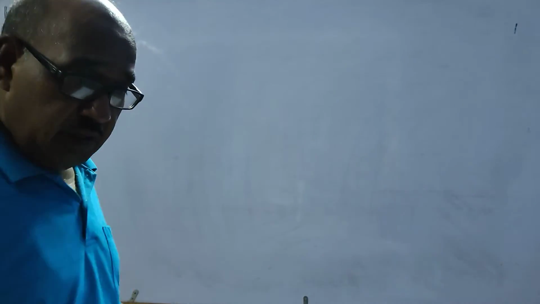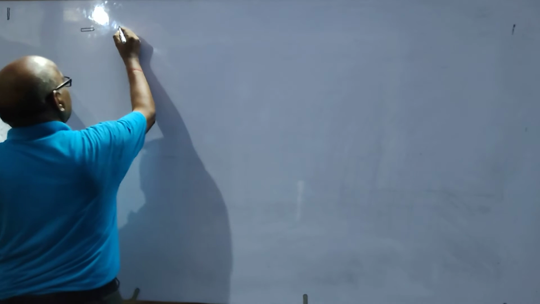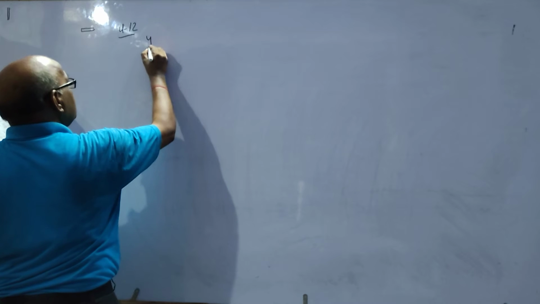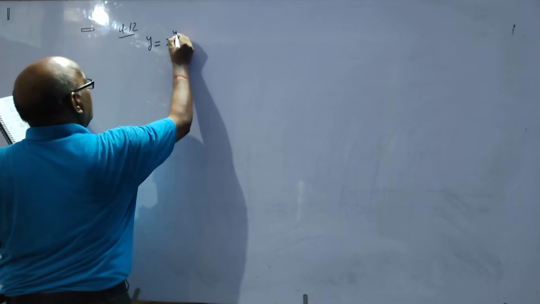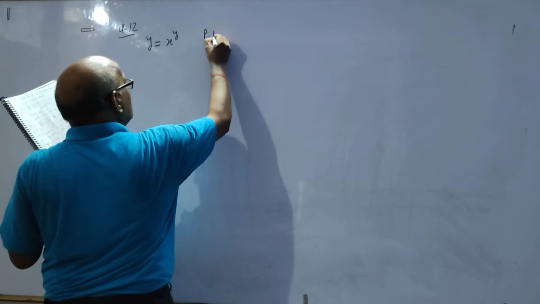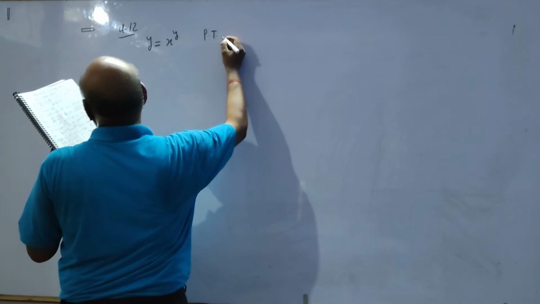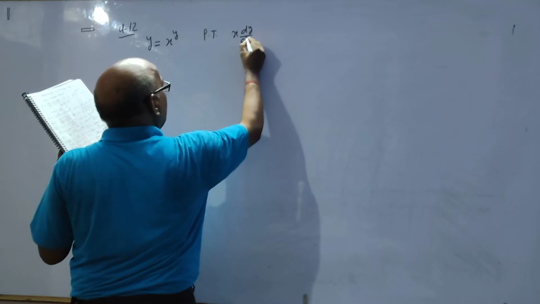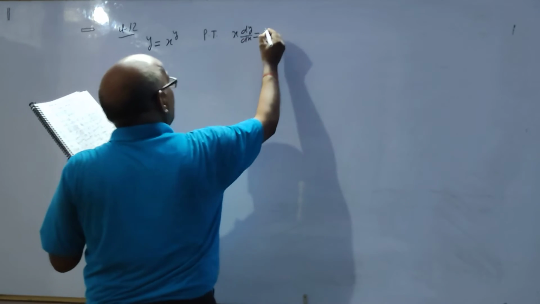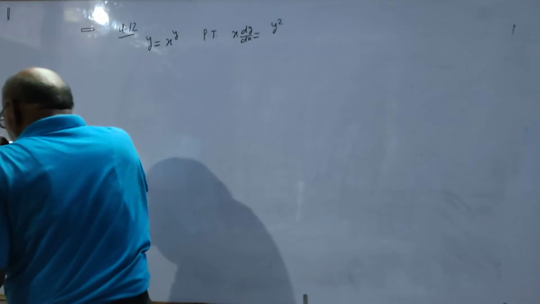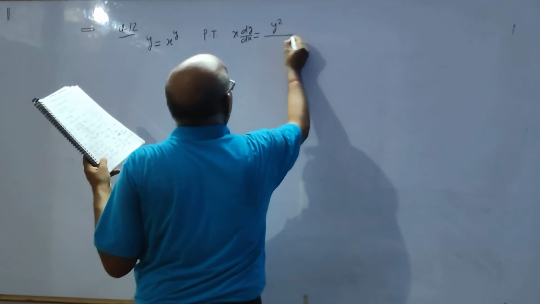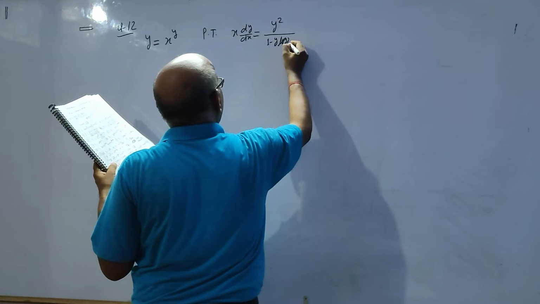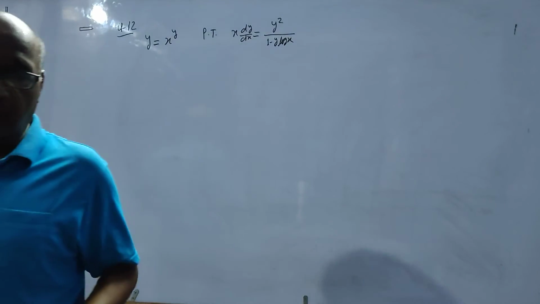Question number 12 is: 12 क्या है? If y is equal to x to the power y, then you are supposed to prove that x times dy over dx is equal to y square upon 1 minus y log of x. ये आपको प्रूफ करना है.